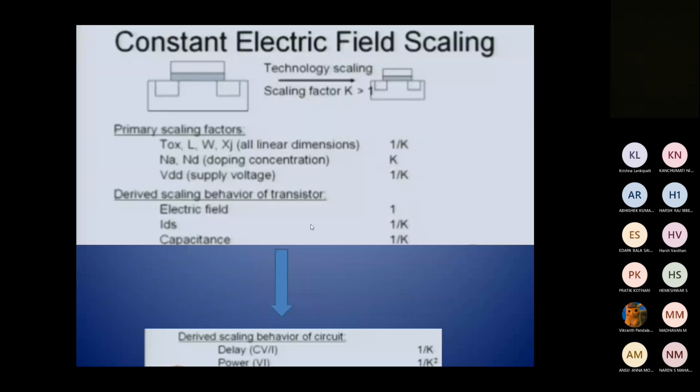Okay, so there are different types of scaling we generally take into consideration. The first is what we call constant electric field scaling. As the name suggests, the electric field is kept constant when the scaling is done. Okay, so let's say in the left-hand side figure, if you can see, there is a MOS device there. So there is a MOS transistor on the left, and on the right-hand side also a MOS transistor.